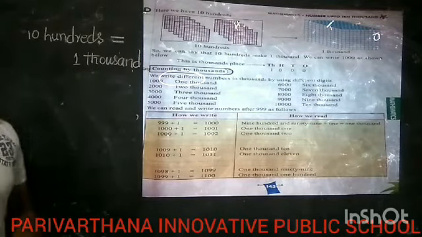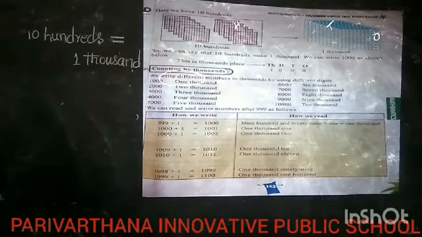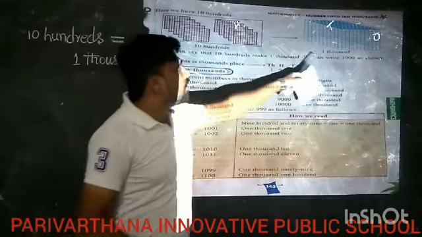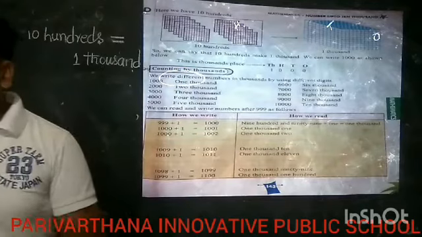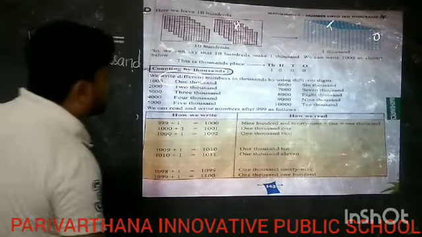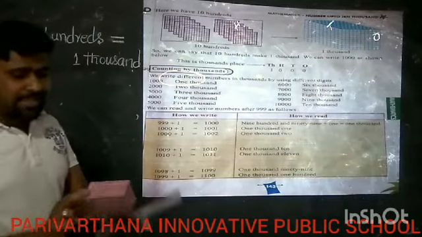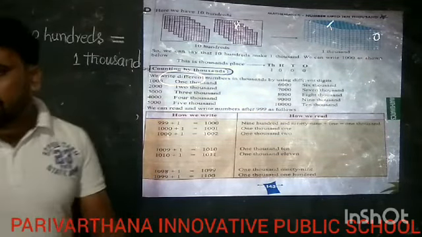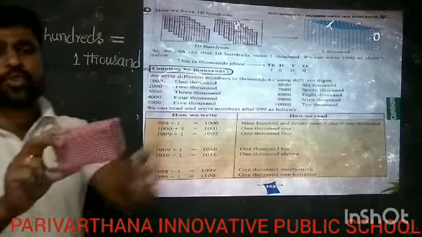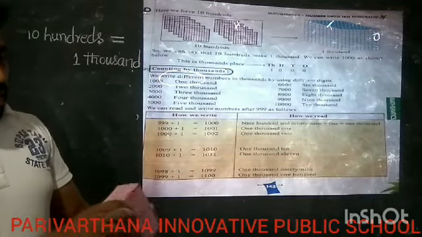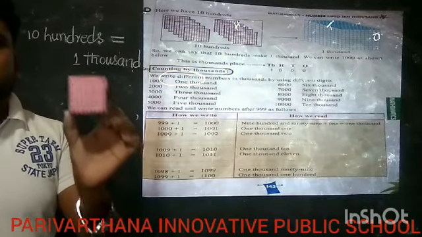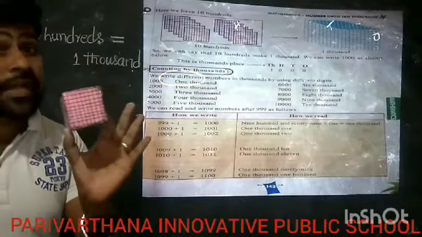Like that, it is given in your exercise problem. Okay? Clear? 10 hundreds, nothing but 1000. It is nothing but 1000. This is one example for 1000. See here? Now this is one example for 1000. Need to observe here. It is an example for 1000. Clear? That means total 10 hundreds.